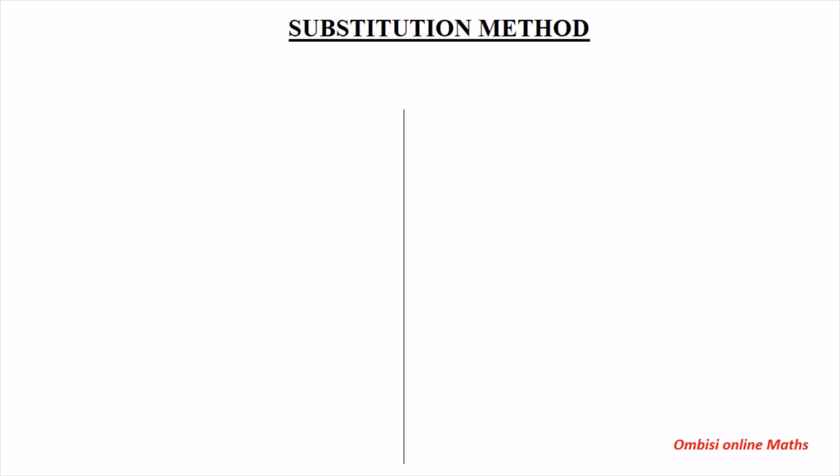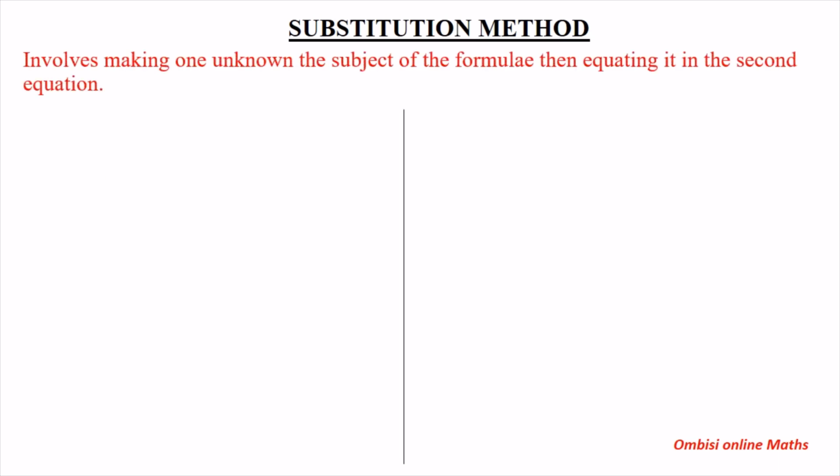Now, the substitution method involves making one unknown the subject of the formula, then you substitute it in the second equation. You use one equation, you make one unknown in that equation the subject of the formula, then you substitute it in the second equation. So you don't substitute it in the equation that you have used, you substitute it in the second equation. We can look at an example.